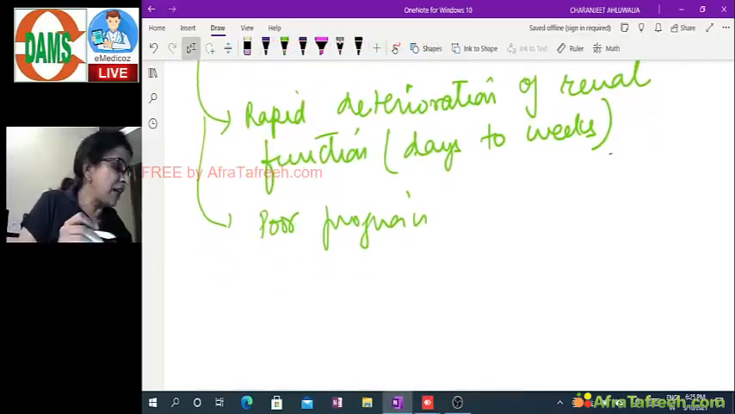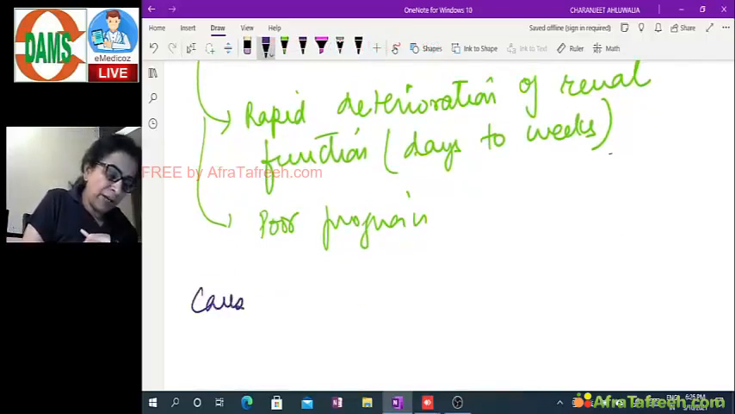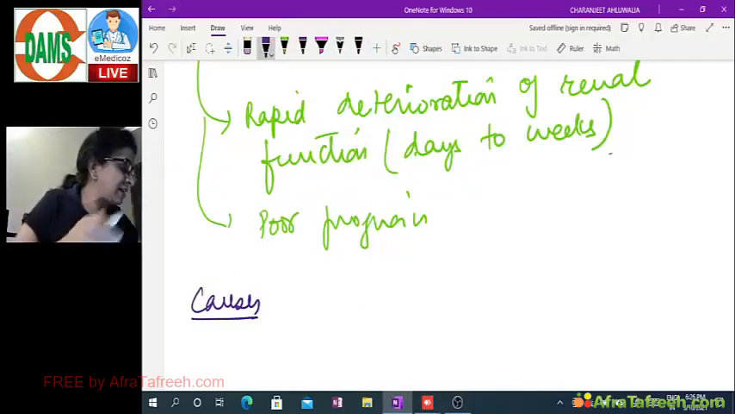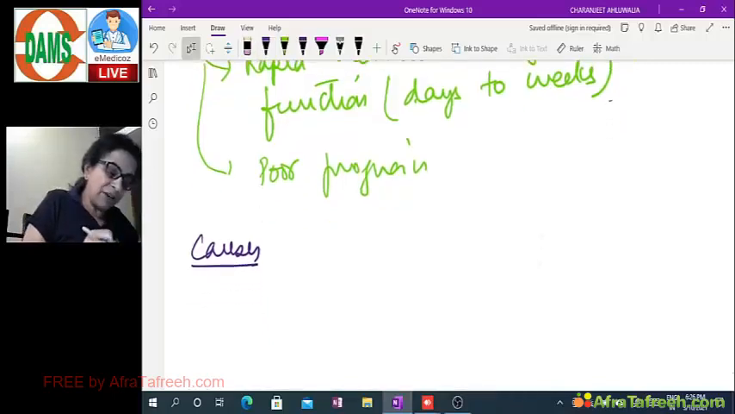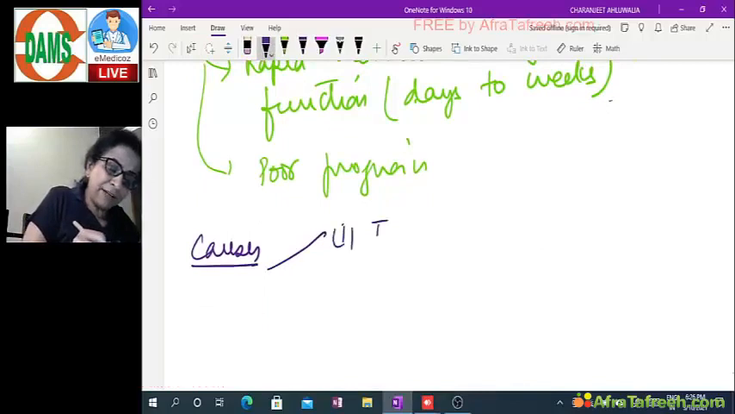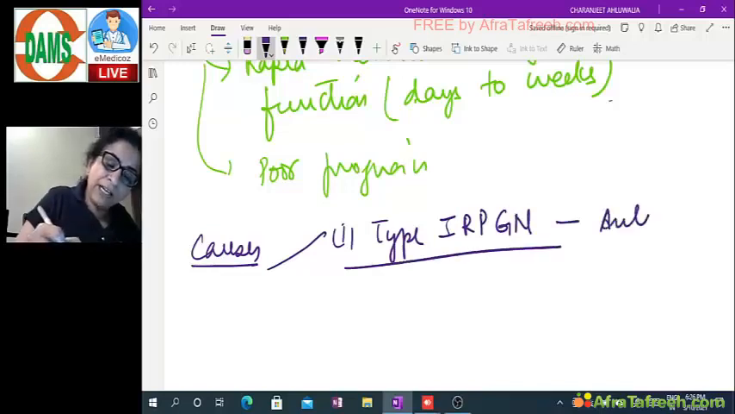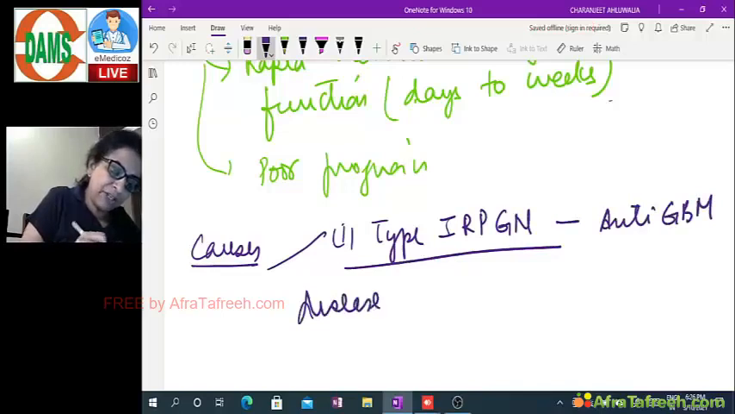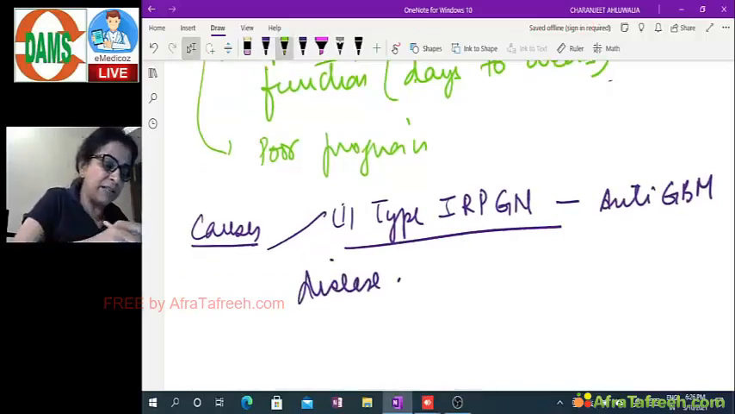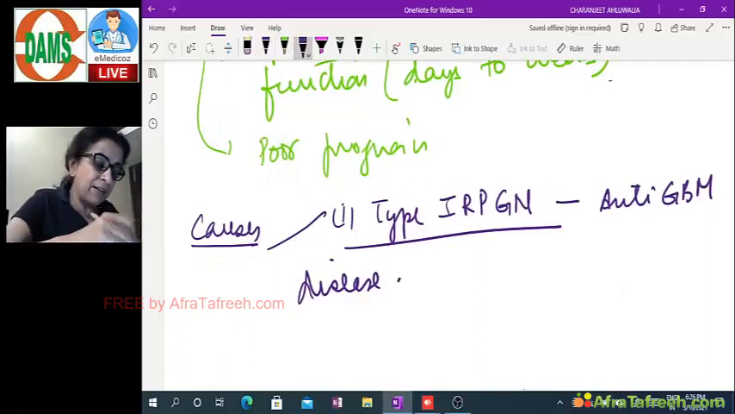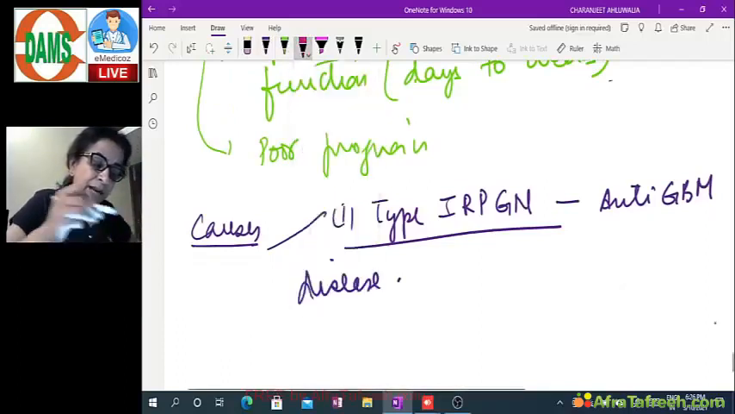Now, causes of RPGN. I told you it's like a dustbin. Many glomerulonephritis can cause RPGN. Causes of RPGN can be divided into three broad categories. First is type 1 RPGN. Type 1 RPGN is also called anti-GBM disease. As the name suggests, it is the glomerular anti-GBM disease.